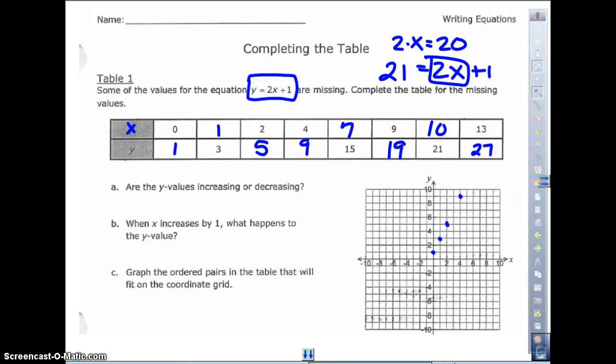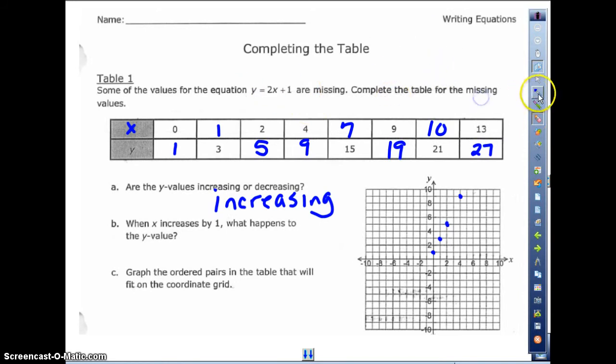Okay? Are the y values increasing or decreasing? Come on, Mrs. Tucker. Are your y values increasing or decreasing? Yeah, those are all increasing. When my x value increases by 1, what happens to the y value? Well, let's go find in our table where our x value increases by 1. Here my x value increased by 1. What happened to my y value? Yep, right there it increased by 2.